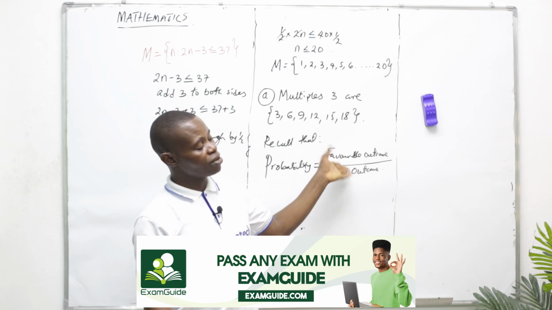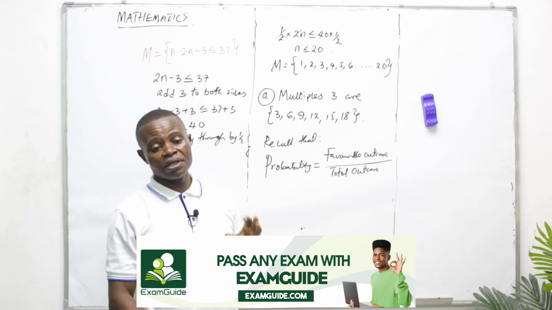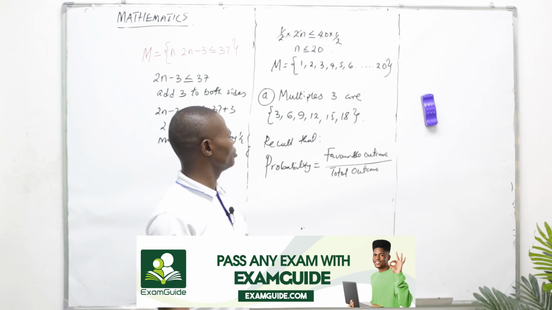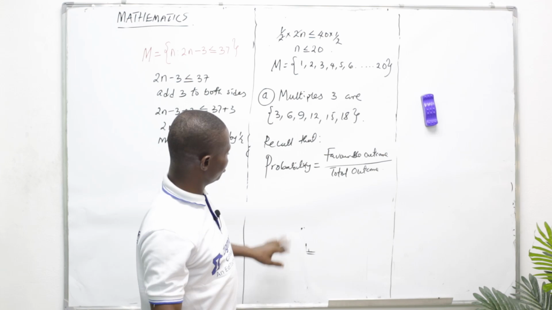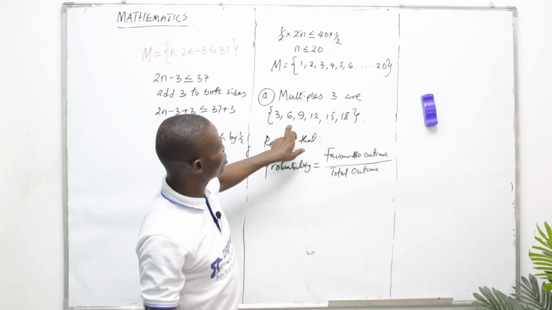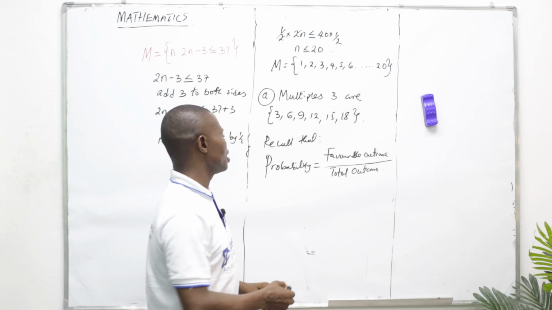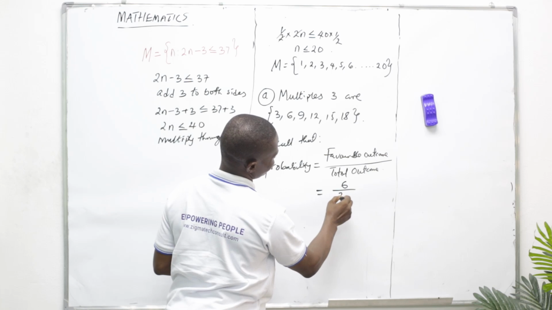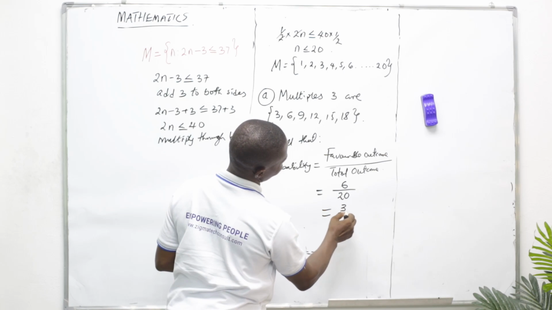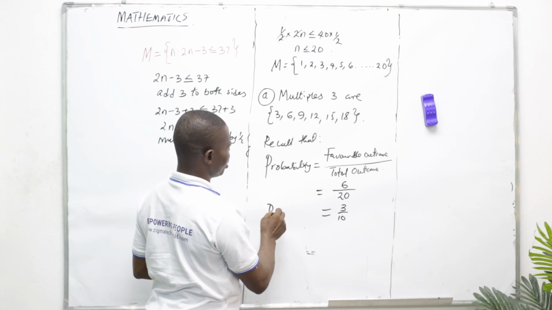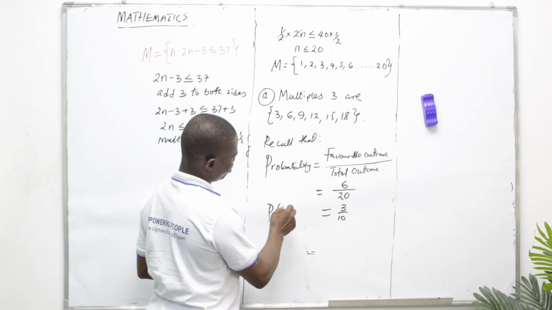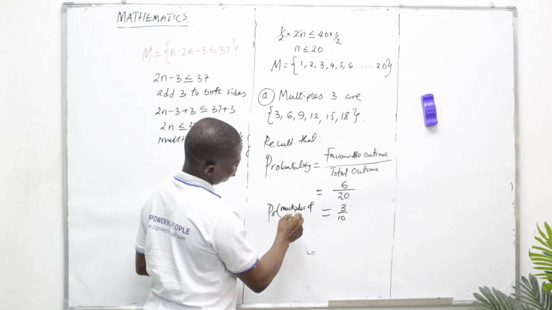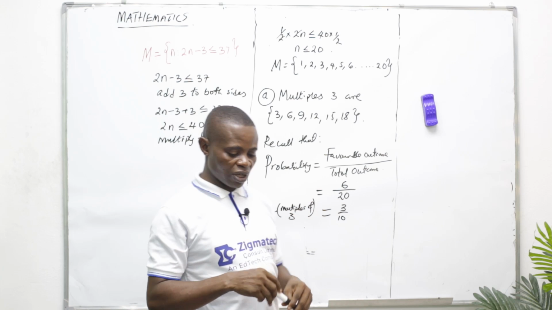But it's always better you go with the word or the grammar that is easier for you. So at this point, the favorable outcome here is what? How many are they? 1, 2, 3, 4, 5, 6. I'll go straight to say 6, all over total outcome, 1 to 20, which is 20. So our solution is 3 over 10. Therefore, probability of multiples of 3 equals 3 over 10.